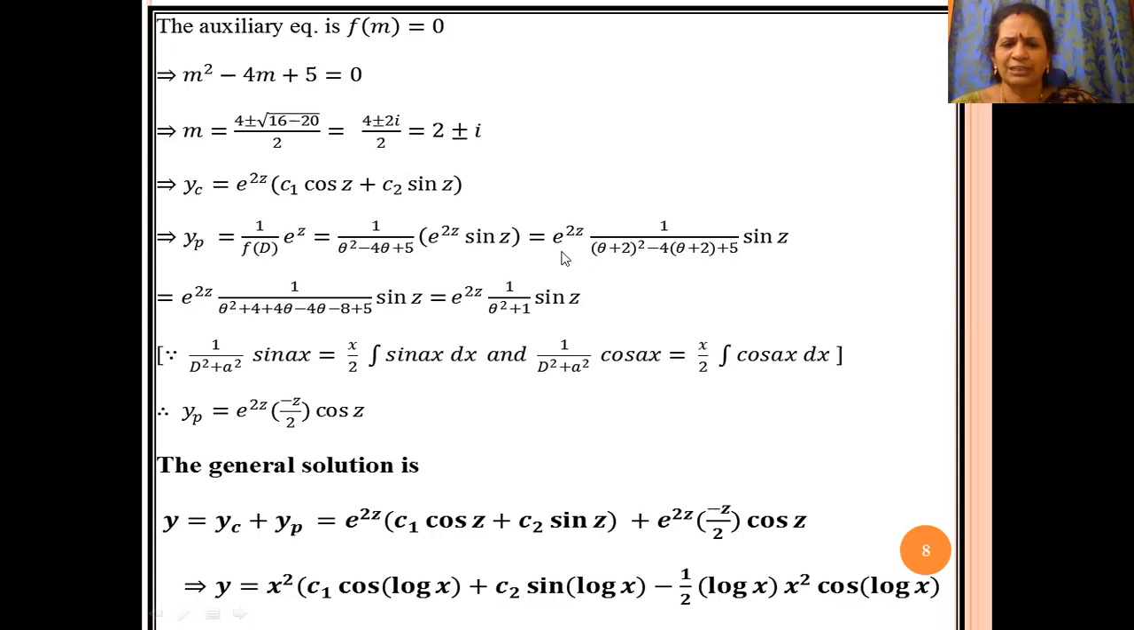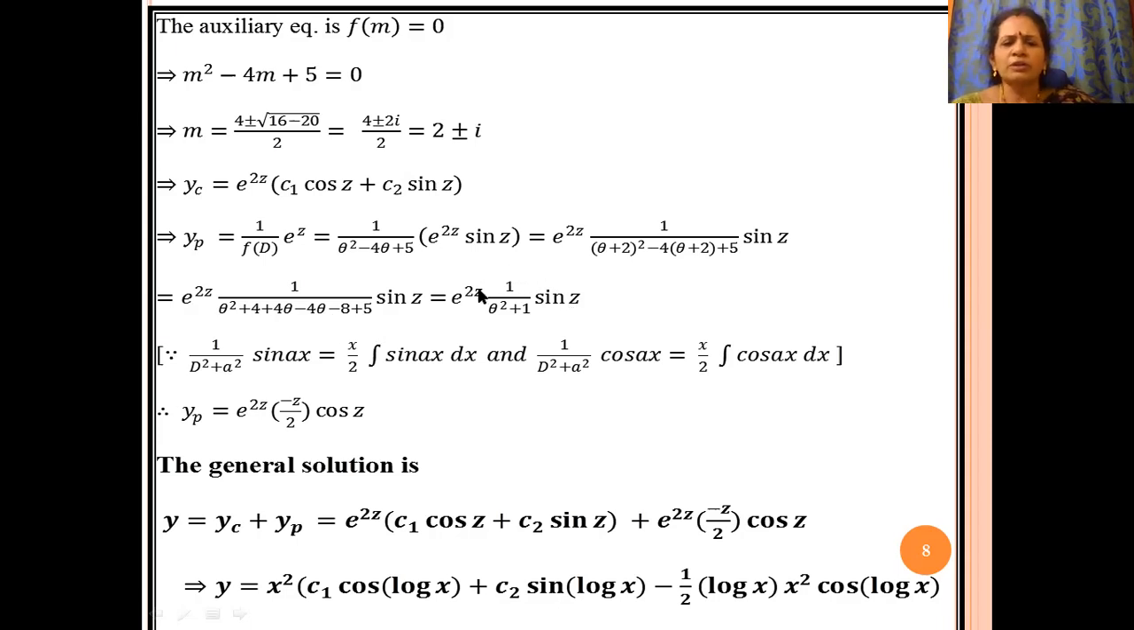First of all we have to write e power 2z outside. So we write it like this, and this a value we have to add here to the theta. The remaining trigonometric function we keep like this. Now simplify this. What we'll get here, this theta square plus 4, so the 4 theta gets cancelled. So finally we get 4 minus 8, that is minus 4, plus 5, theta square plus 1 into sine z.